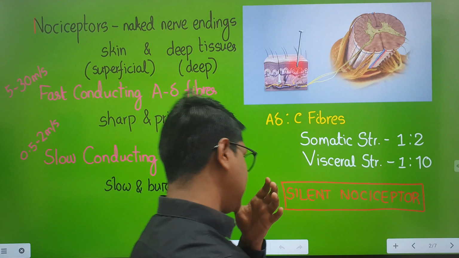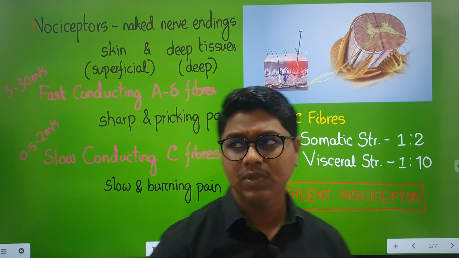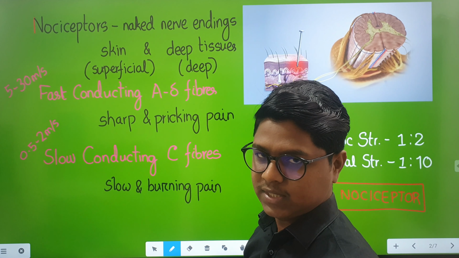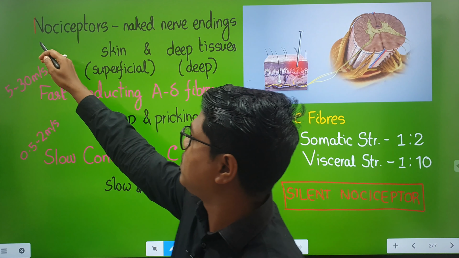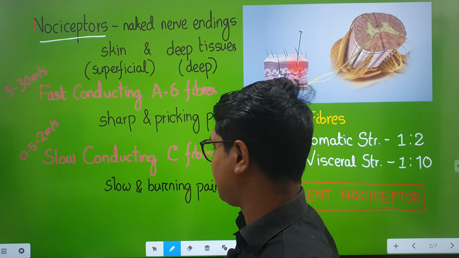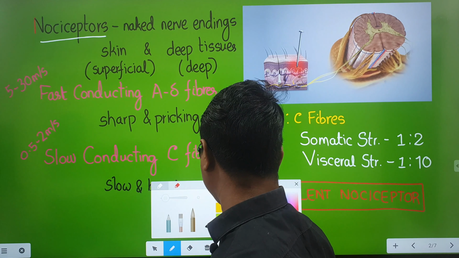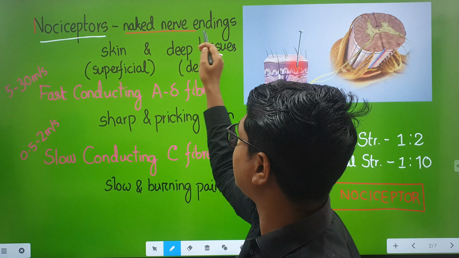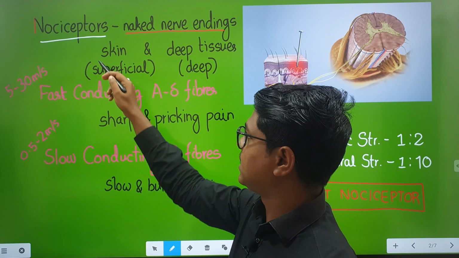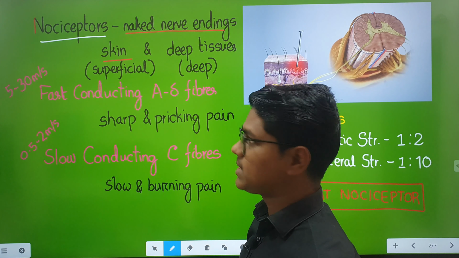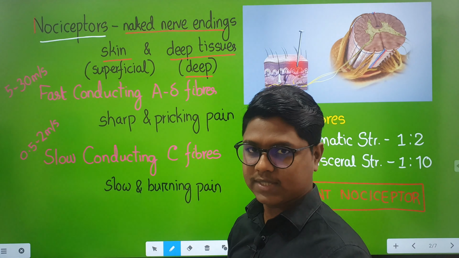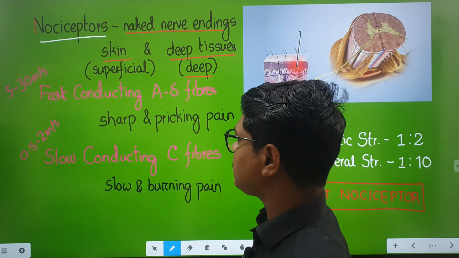Now coming to our lecture, the pain pathways. So first of all, the pain receptors are known as nociceptors. I have already told you in the introduction class. The pain receptors are known as nociceptors. They are basically naked nerve endings and they are found in skin, which is basically the superficial pain, or also in deep tissues, which is basically deep pain, or you can say visceral pain.